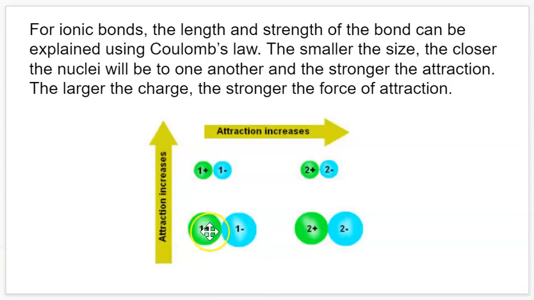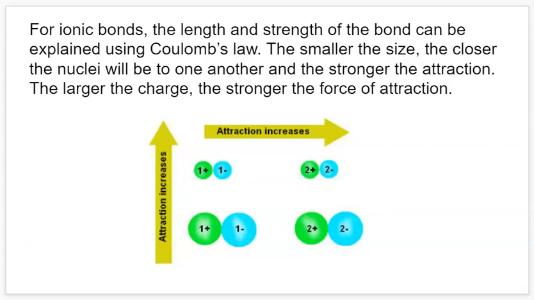So if we're comparing +1 and -1 type ions, the smaller the ions involved in that ionic bond, the more the attraction is going to increase. And then if we're looking at the types of charges, +1 and -1 versus +2 and -2, the attraction is going to increase as the charge increases.